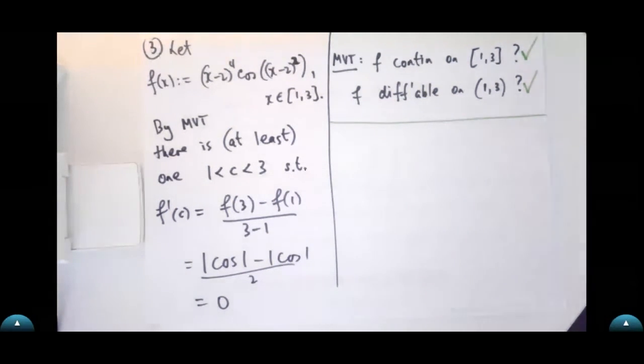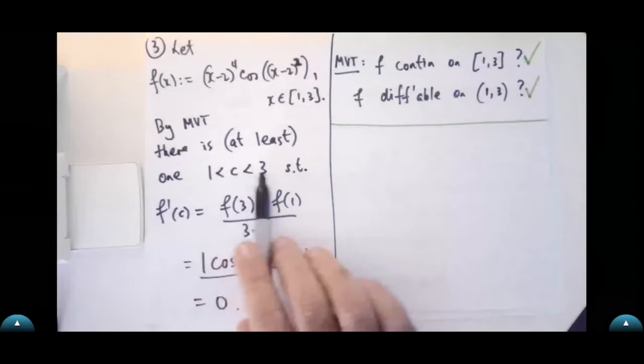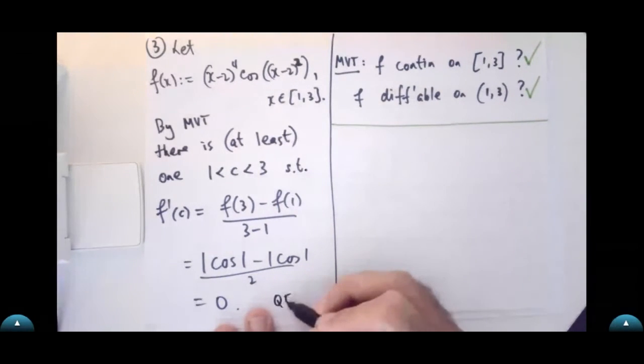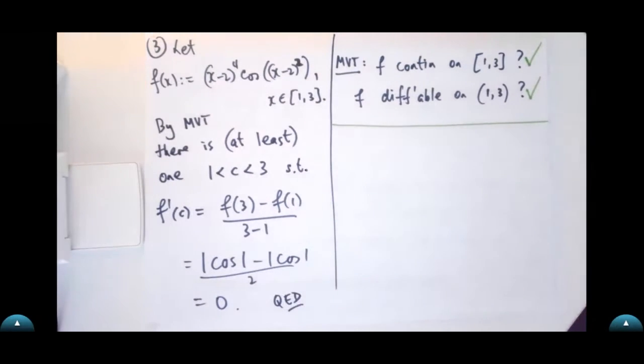Yeah. So there you go. So there is at least one C such that the derivative is 0. Okay? QED. All right, a couple of questions in the chat.